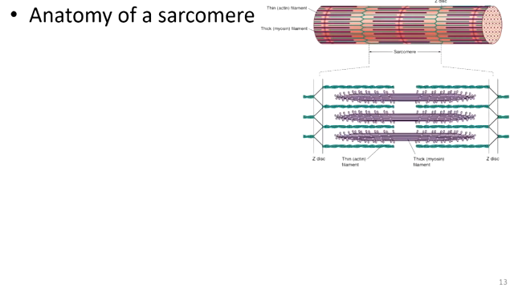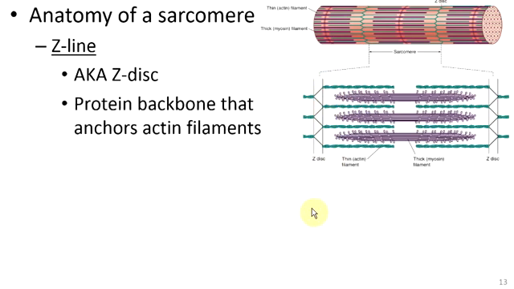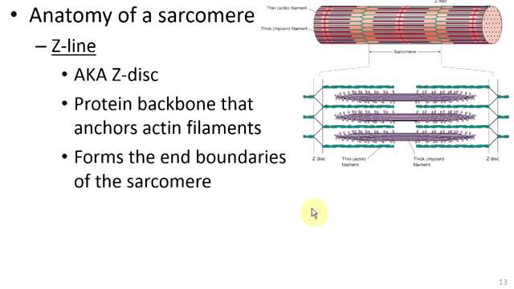So here's a picture of a sarcomere. The first thing that I like to point out here is what's called the Z line or the Z disc. And that is this zigzag line right here on the end. That's the protein backbone that anchors these actin filaments to the sarcomere. And this is what forms the end boundary. So from one Z disc to another is a boundary.